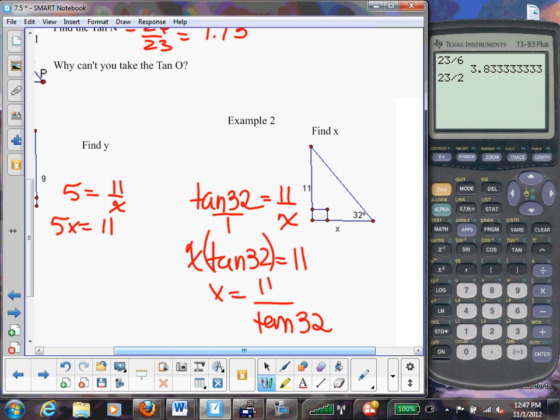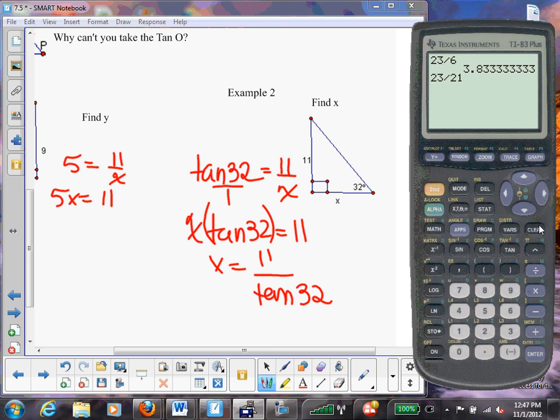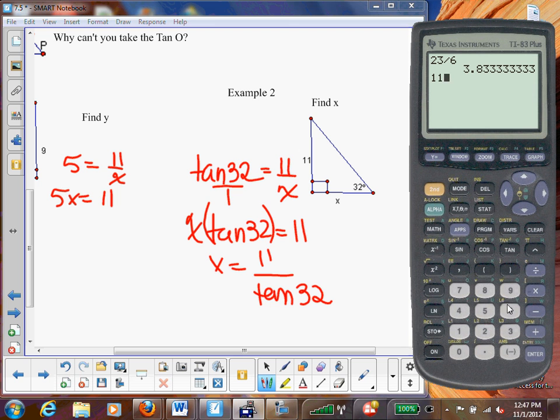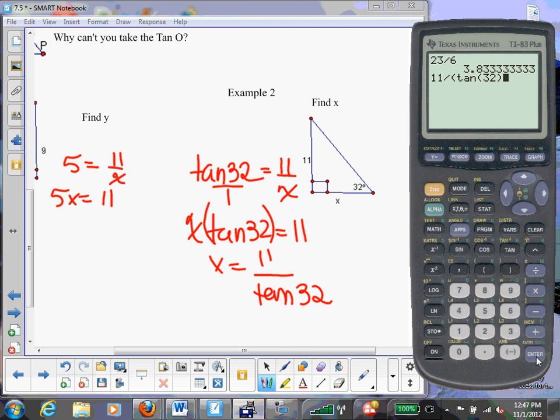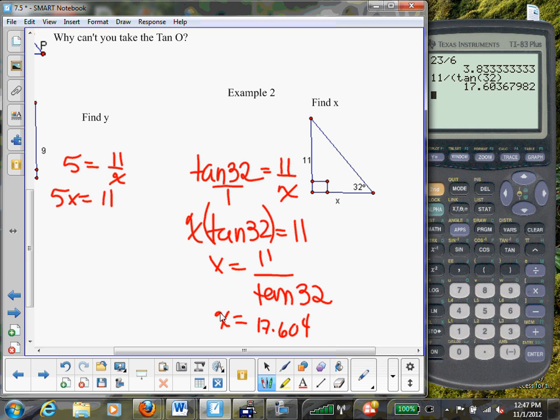So this is what we're going to do. We're going to go 11 divided by parenthesis, tangent button, what angle? 32. Close your parenthesis, and what do we get? X is equal to about 17.604. Because I'm dividing by that whole thing, just to keep it in there.